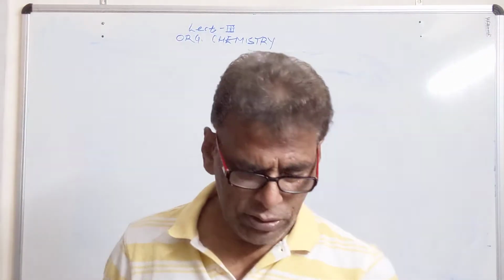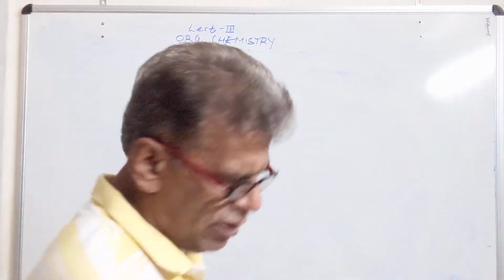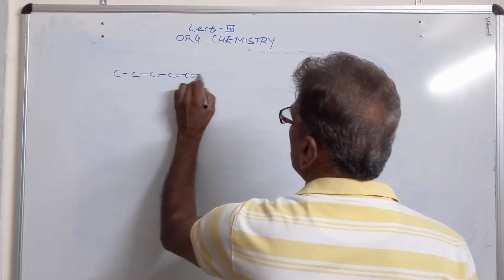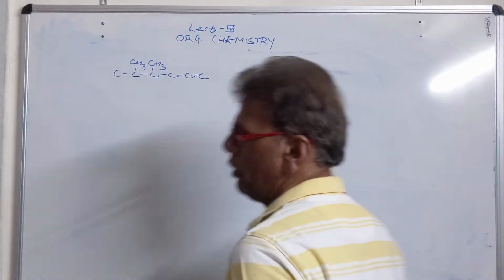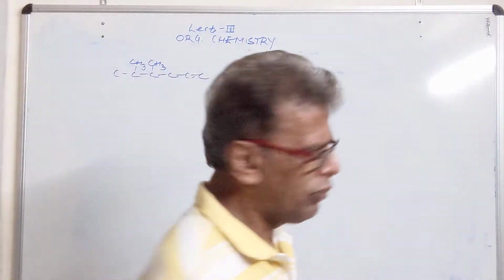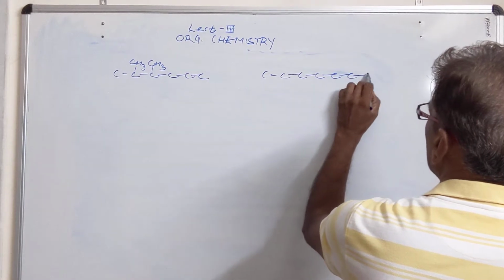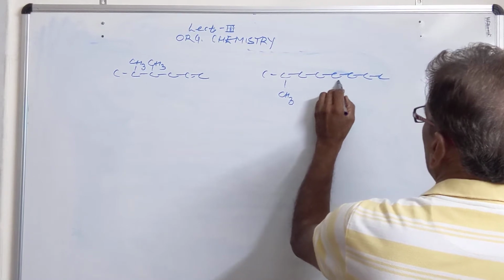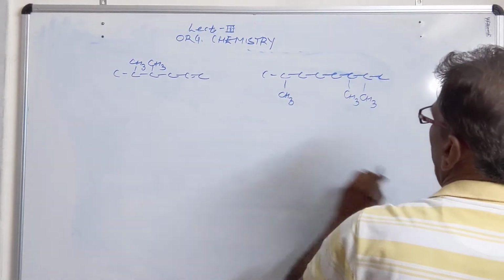So let us first draw few structures, and then we'll name them. Make a chain of 6 carbons. Carbon number 2 and 3, they are having methyl group. We will satisfy the valency of each carbon. Then make the chain of 8 carbons. Carbon number 2 is having methyl group, 6 having methyl group, 7 having methyl group.